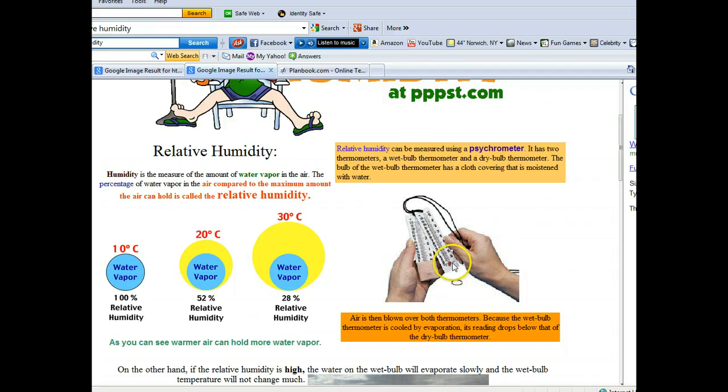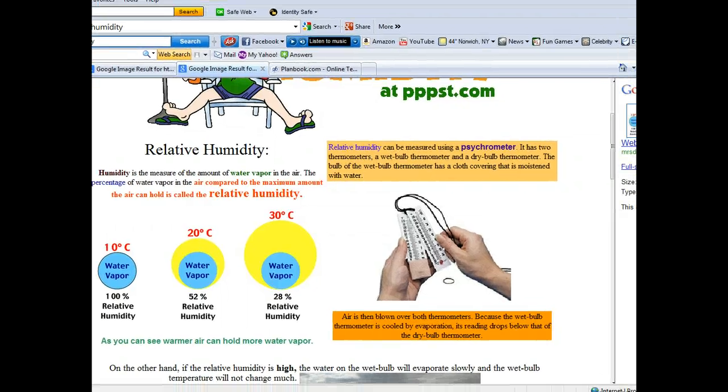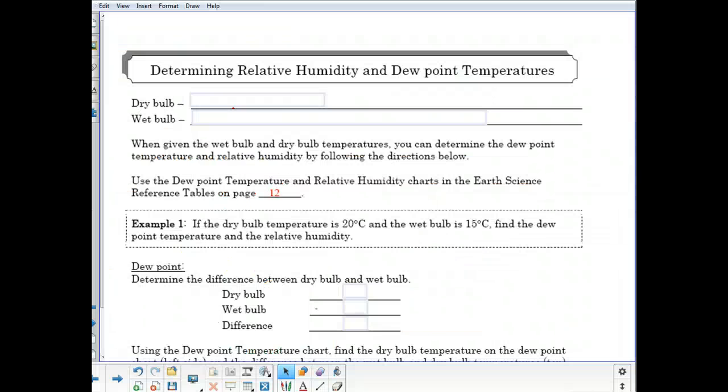But you'll see there's a thermometer without cloth on it and one with it. You're going to get that cloth wet, and you're going to spin it around over your head. And what that will do is give you two temperatures. One is called the wet bulb temperature, which is the temperature of the thermometer that's wet, and the other is the dry bulb. The important part about this is the fact that water, when it evaporates, will cool down whatever it is that it's evaporating from.